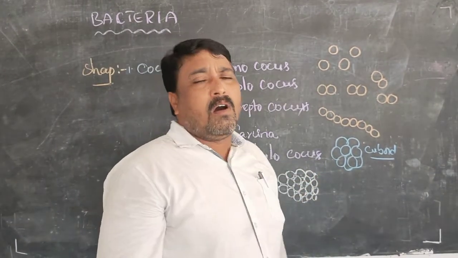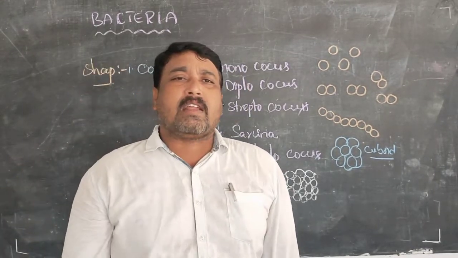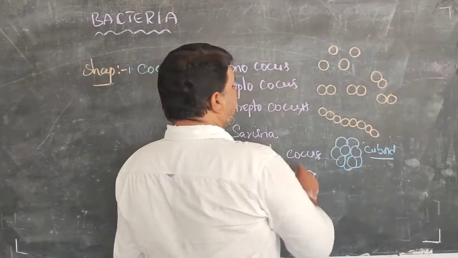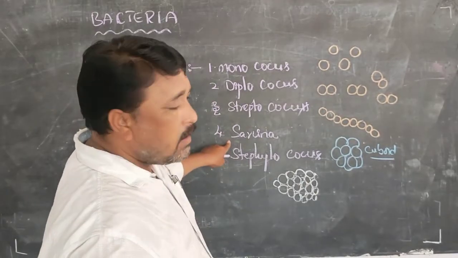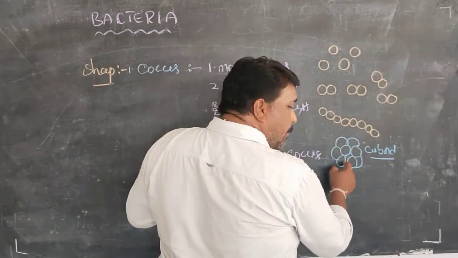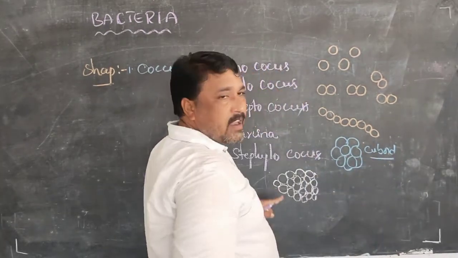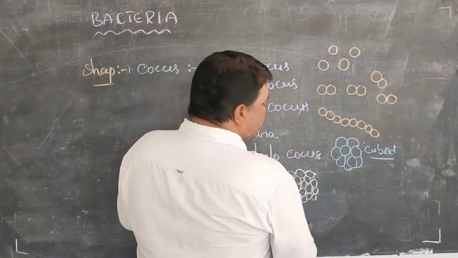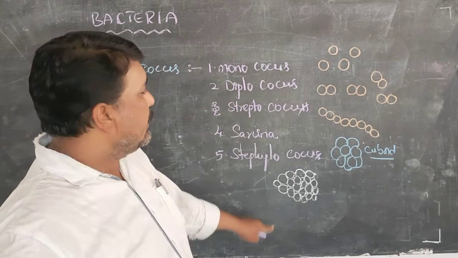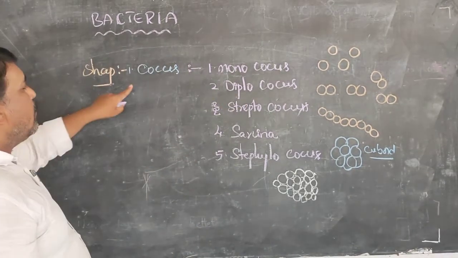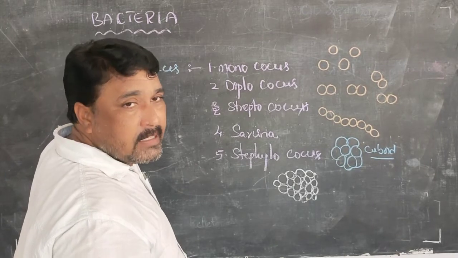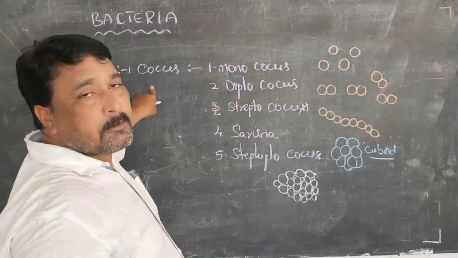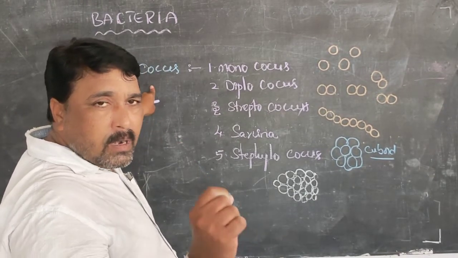The arrangement of all spherical cocci bacteria looks like a chain-like structure. That type of structure is called streptococcus. And sarcina, the eight spherical bacteria, forms a cuboid structure. Staphylococcus is a bunch-of-grapes-like structure. This is the shape of coccus, based on the shape. There are different shapes. One is coccus, the spherical-like structure.